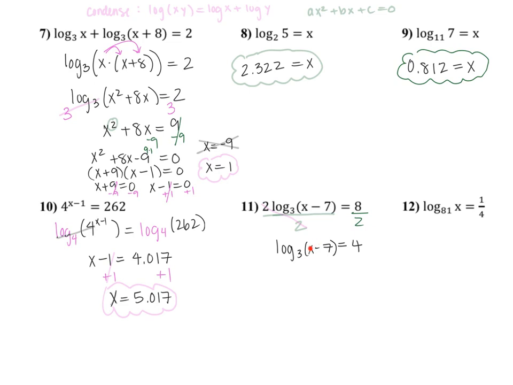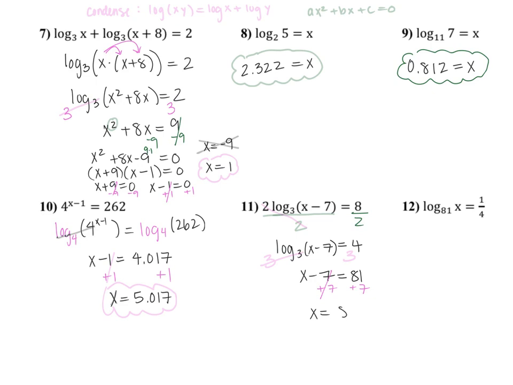Now, the x is inside the log, so to get there, we need to get rid of log base 3. To get rid of a log, we use a base. So we're going to use a base of 3 on both sides, so that way the 3 and log base 3 get rid of each other. X minus 7 comes down. Now, 3 to the 4th power, so I'm going to do 3 to the 4th power in my calculator, and I get 81. And now I'm going to add 7 to both sides.